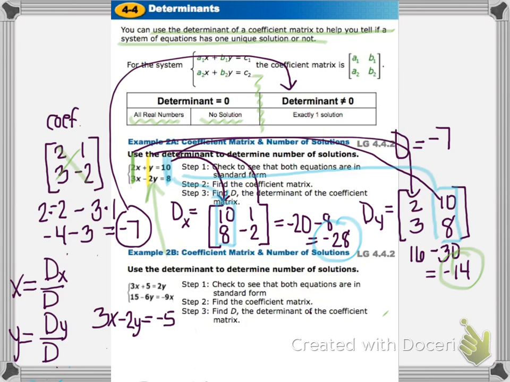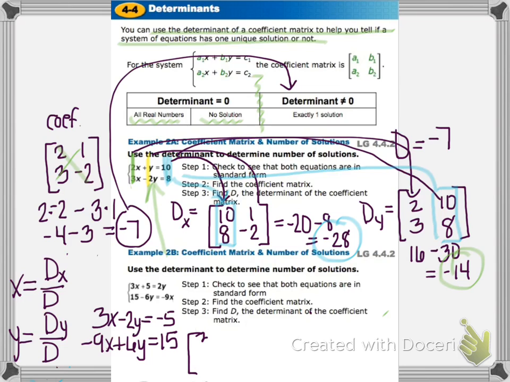I'll have to bring the 5 to the other side as well. And then in the second one, I'm going to have the negative 9x and the positive 15 switch sides. So I'm actually going to maybe bring the negative 6y over to be with the negative 9x. So it might look like this. Negative 9x plus 6y equals 15. I'm going to go ahead and set up that coefficient matrix real quick and just check it to make sure we actually have a single solution we could find.